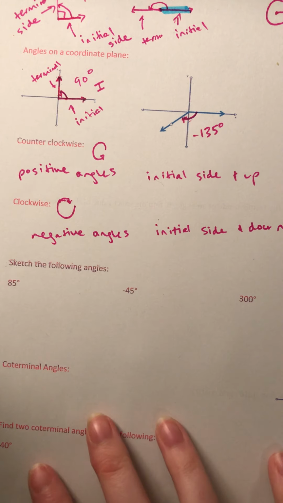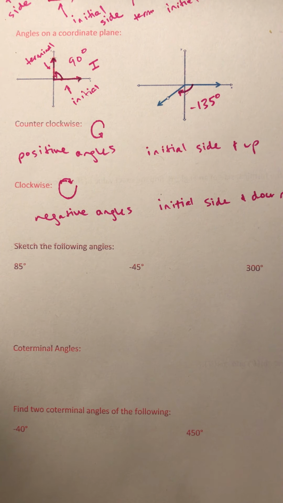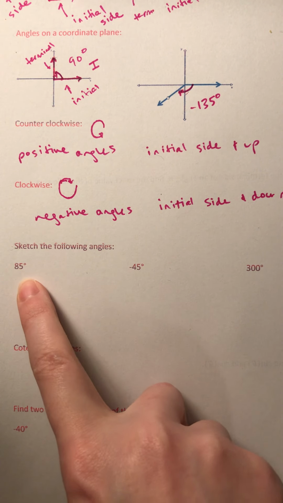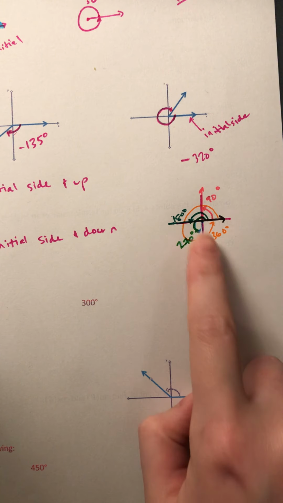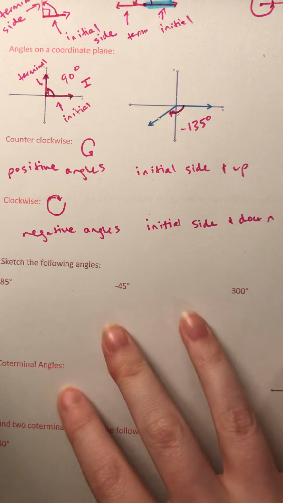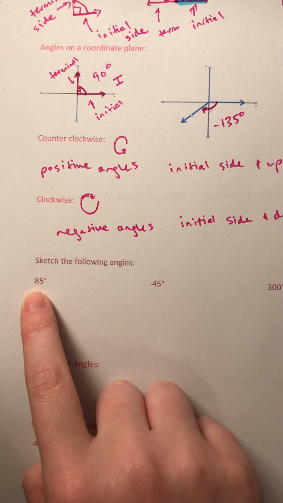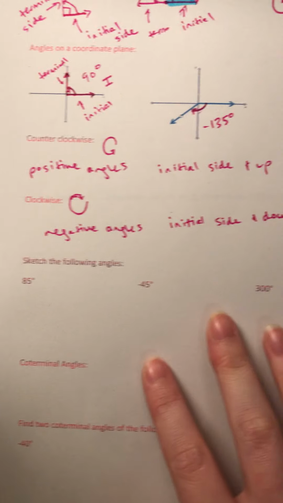So I want you guys to, if you can, pause here and try to sketch the following angles. So think about 85 degrees. Well, we know what 90 degrees looks like, right? So 85 degrees, would it be a little bit more, a little bit less than 90? Where do you think that would live?